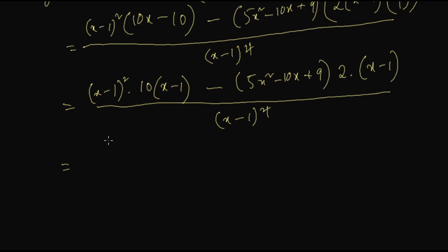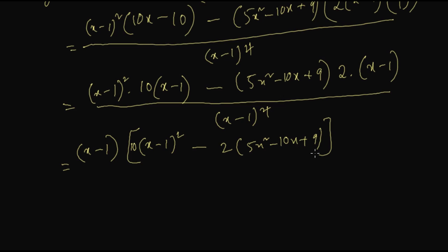Okay, now it's alright. Now what we can do here is take x minus 1 common from here. What we get inside the bracket is x minus 1 whole squared minus, we have a 10 here as well, because this 10 is here, and we have here 2 into 5x squared minus 10x plus 9, divided by x minus 1 to the power 4. Now this thing and this thing cancel and the power becomes cubed, because this is x minus 1 and this is x minus 1 to the power 4. If you cancel this, it becomes x minus 1 to the power 3.